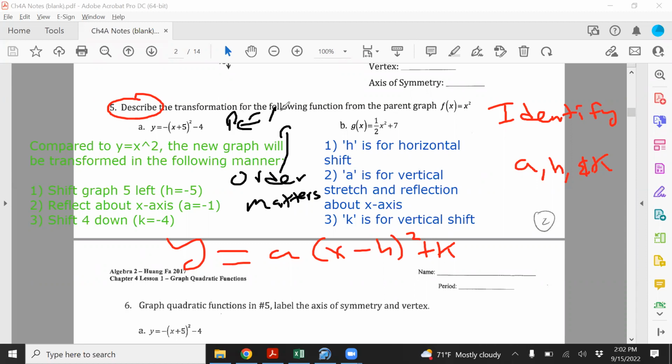Is that a test question? Yes, I think this will be a test question. Absolutely, 100%. So PEMDAS, order matters, and it's basically H, A, K. Because it sees H first, it sees A second, it sees K third. So yes, the order does matter.